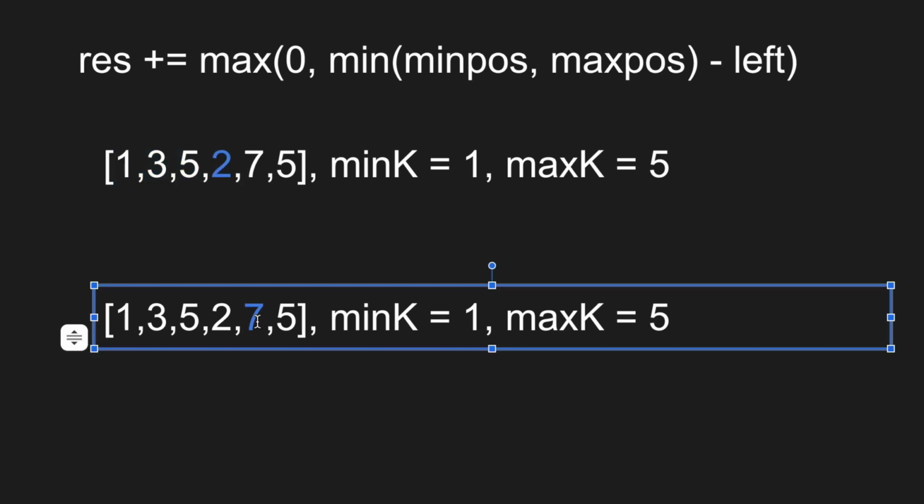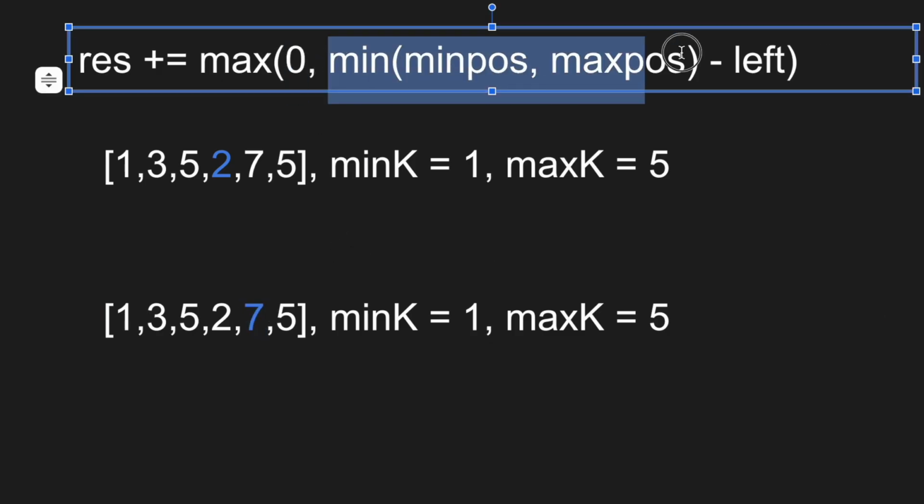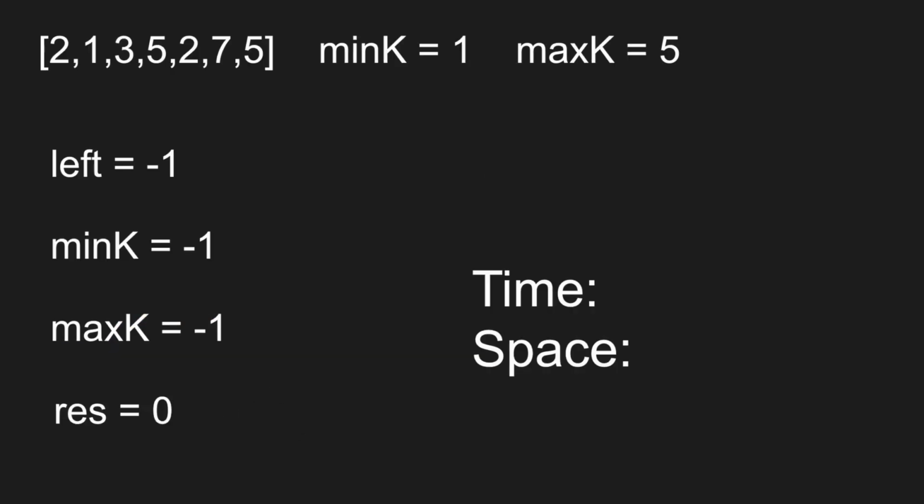Now if we look at this example, the min position will still be 0, the max position will still be 2. However, 7 does violate it, so left would be considered index 4. So then we would add nothing to result since this would be 0 minus 4, which is negative, so 0 is larger, so we add nothing. And let's say even if we are at this element, the left is still this, even though the right is this, so we will still add nothing to result because we cannot form a subarray this way because 7 will violate it. So let's go over this example real quick.